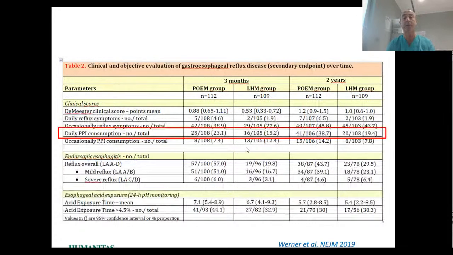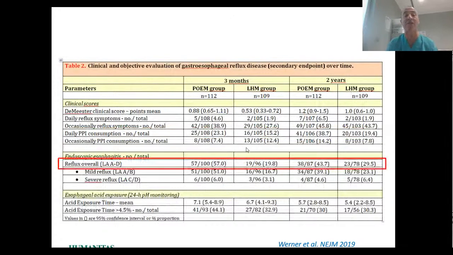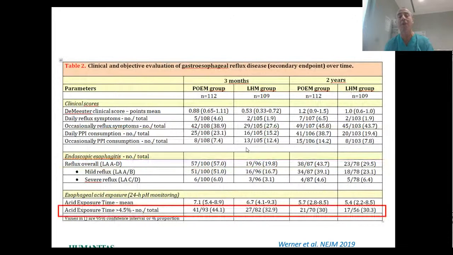but we got more reflux patients. You need to be prepared to have more reflux when you do POEM, even though the acid exposure time, because all of these patients underwent pH evaluation at 6 months and 2 years, the pH study wasn't too much different when POEM was compared with myotomy.